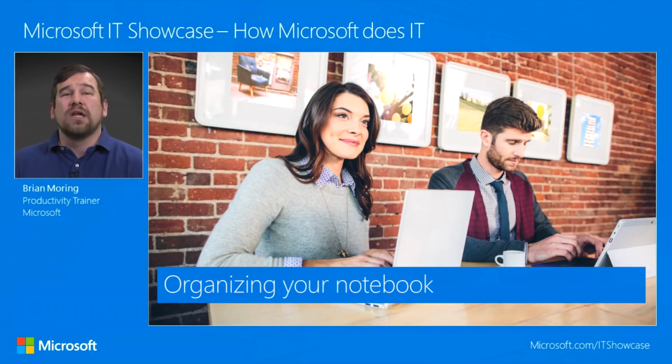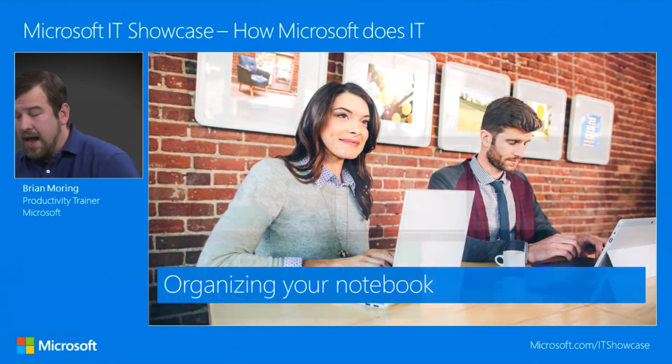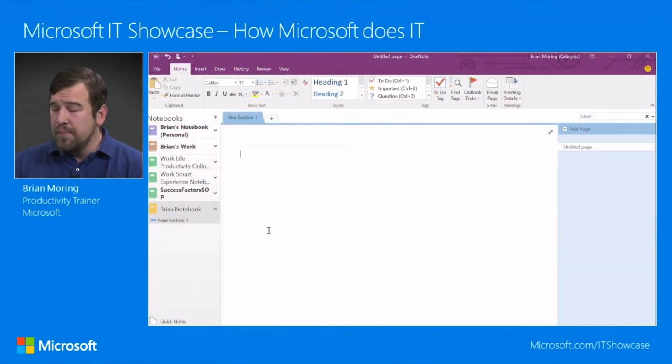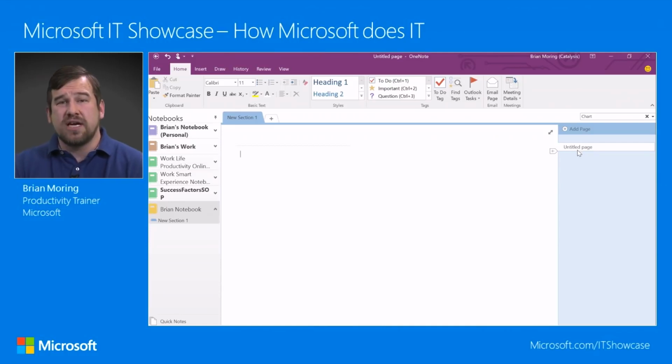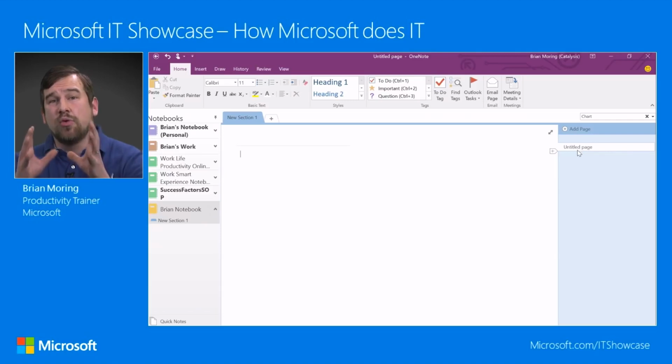So now that we've created our OneNote notebook, let's talk about how we can organize our notebook. So we've created one brand new from scratch. We saw how when we create a brand new notebook, it comes in with one new section up on the top and then a page off to the right. Well, what we want to do is add additional sections. How we organize our notebook is how we want to organize our life.